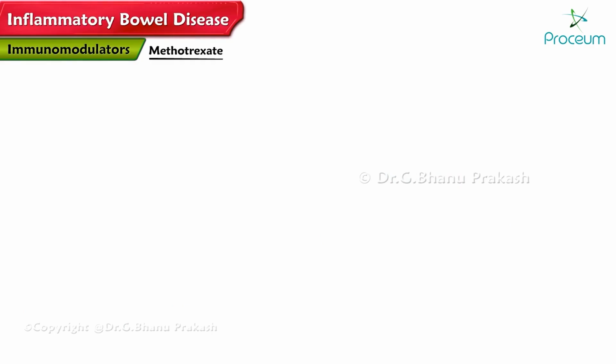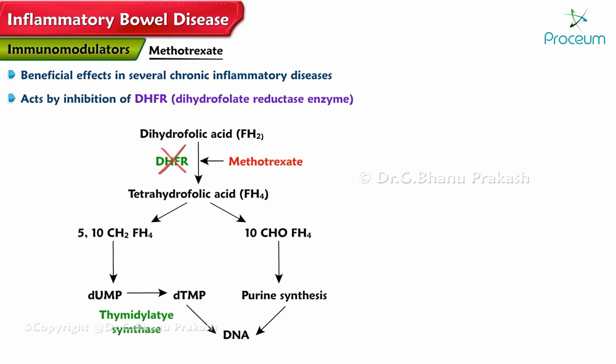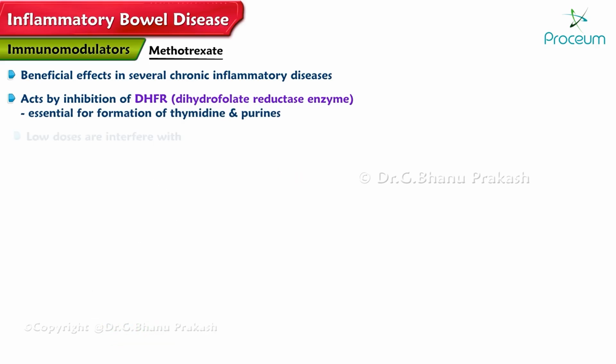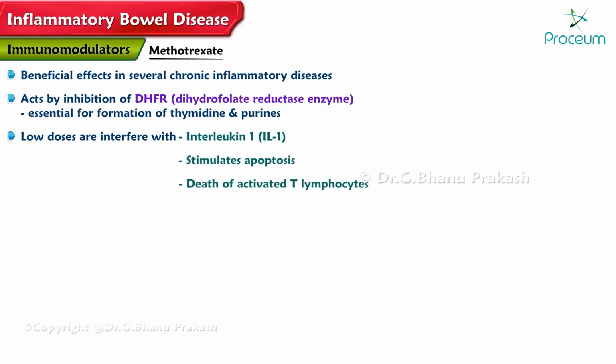Methotrexate. It has beneficial effects in several chronic inflammatory diseases. It acts by inhibition of the dihydrofolate reductase enzyme, which is essential for formation of thymidine and purines. Low doses are used in cases of inflammatory bowel disease, and they interfere with actions of interleukin-1, stimulate apoptosis and death of activated T lymphocytes.